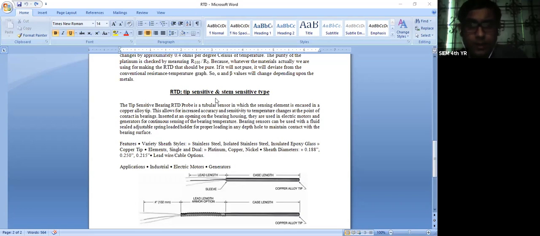Classification of the RTD, important for the MCQ. Tip sensitive and stem sensitive type, two classifications. The first one is the tip sensitive bearing RTD. You know what is bearing?